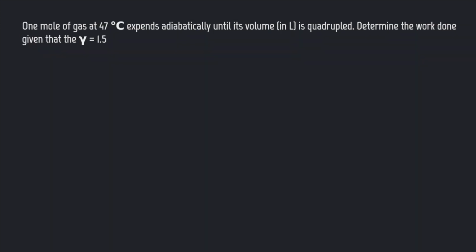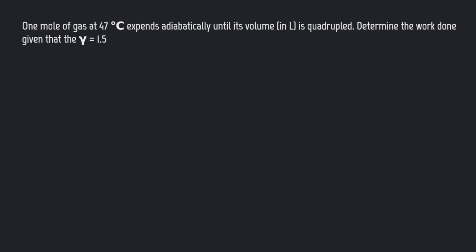Moving on to question number 2. 1 mole of gas at 47 degrees Celsius expands adiabatically until its volume in liter is quadrupled. Determine the work done given that the gamma is equivalent to 1.5. Okay, for this question, you have to do 2 different steps in order for you to get the work.